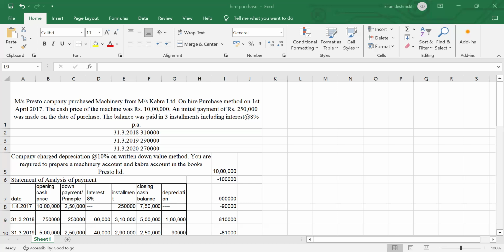So very first thing, try to understand who is a hire purchaser and who is a hire vendor in the given question. Messrs. Presto Company has purchased machinery. So Presto Company will become your hire purchaser and Messrs. Cabra Limited will be the hire vendor. We have to prepare machinery account and vendor account in the books of Presto Limited.